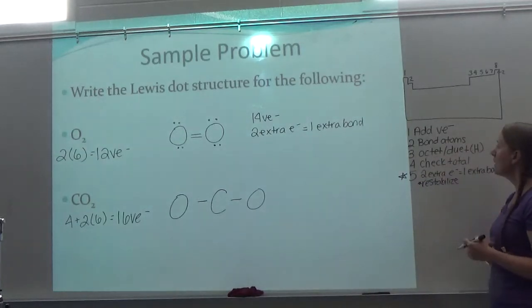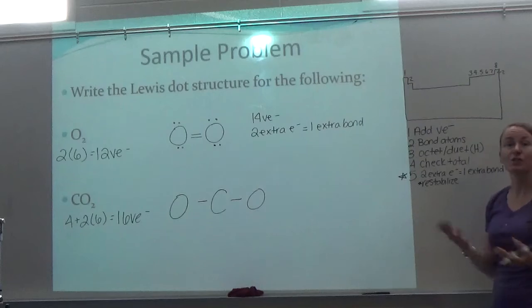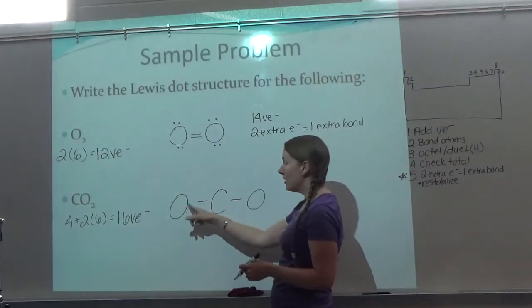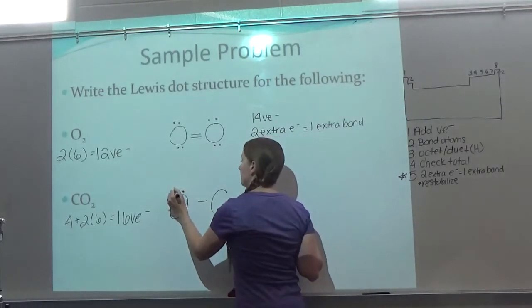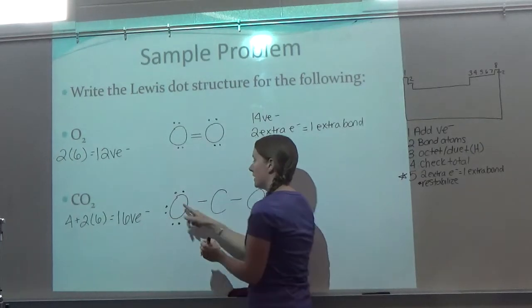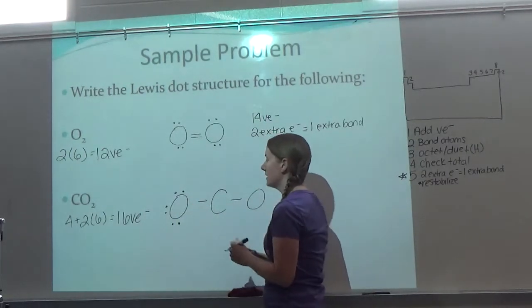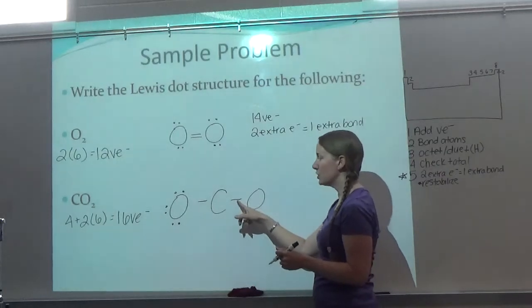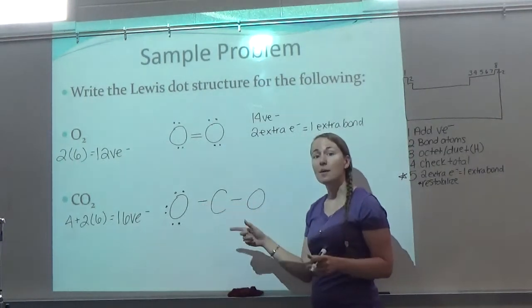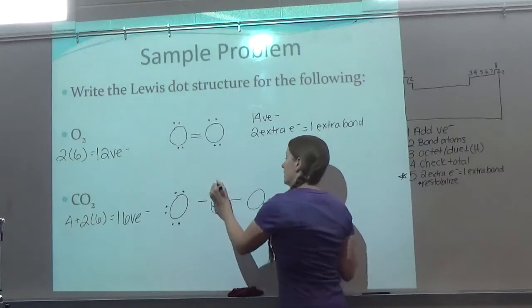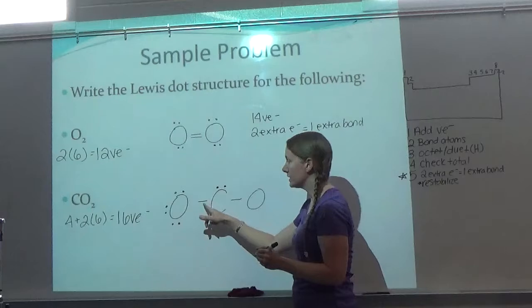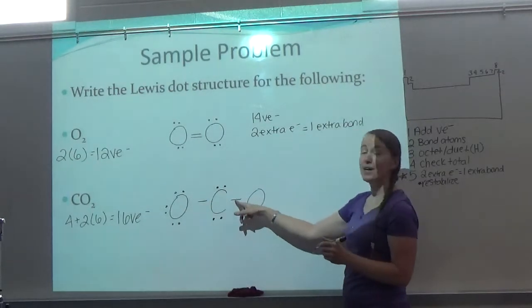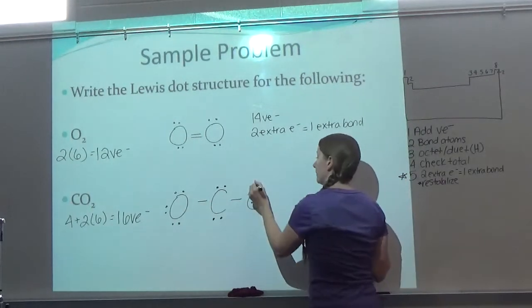All right, step 3 is follow octet and duet rule. I don't have any hydrogen, so I don't have to follow duet rule, so we need to give everybody an octet. All right, so right now, oxygen has 2, so how many more does it need to get an octet? It needs 6. See, oxygen has 2, 4, 6, 8. Carbon, right now, has 2, 4. So how many more does it need? It needs 4 more. So see, now carbon has 2, 4, 6, 8. And then oxygen right now has 2, so it needs 6 more.